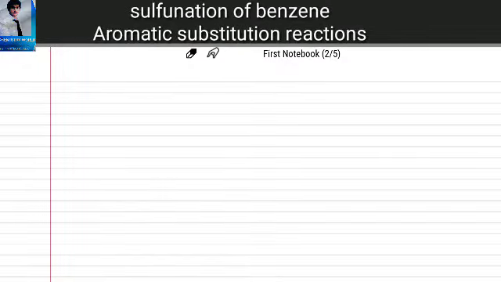Hello guys, welcome to Chemistry World, and today the topic of our lecture is sulfonation of benzene in aromatic substitution reactions. So first of all, we have to see the reaction of sulfonation of benzene.